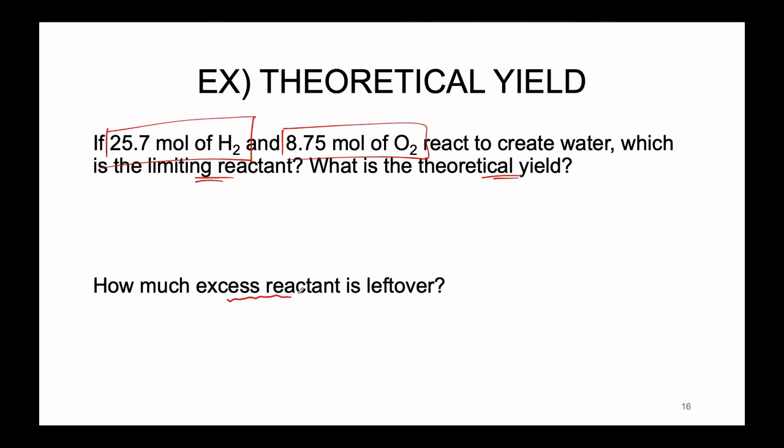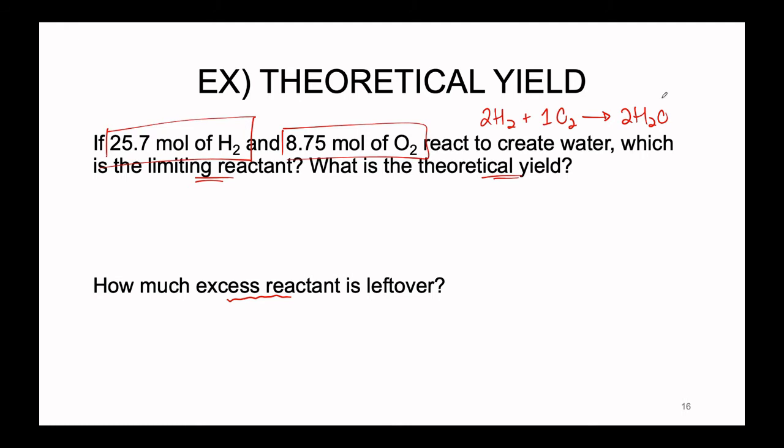So let's start with the limiting reactant and the theoretical yield. First and foremost, we are going to need a balanced chemical equation. Fortunately for us, the reaction that we're working with, the hydrogen, oxygen, and water, was just on the previous slide, so I'm going to rewrite the balanced chemical equation here. 2 parts hydrogen to 1 part oxygen creates 2 molecules of H2O.